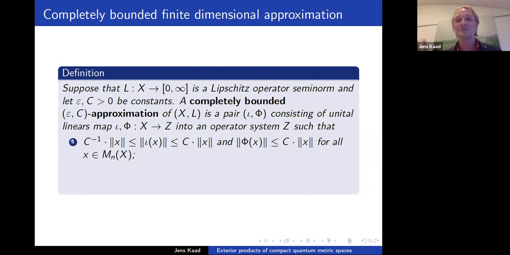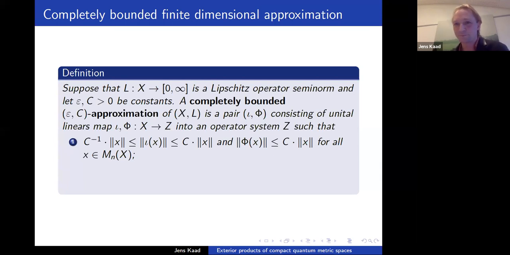So I'm going to take my previous definition and then I put completely bounded everywhere. That's how you do it. That's the only way to generalize to a completely bounded setting. So let's see what it says. This is also a good reminder for the previous definition. It's repeated here just with completely bounded instead of bounded. So a completely bounded approximation, again, you have your two constants, epsilon and c. So it's an epsilon comma c approximation of this pair. X is an operator system, L is a Lipschitz operator seminorm. It's going to be two unital linear maps taking values in an auxiliary operator system.